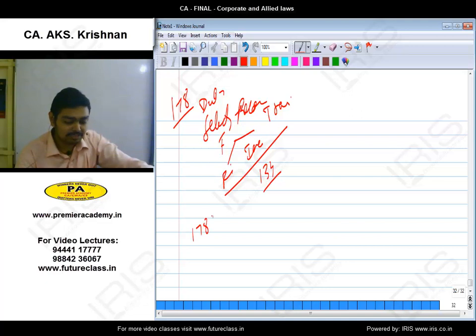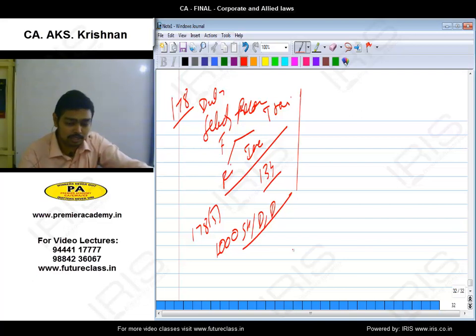Then we have section 178 subsection 5. What is that? In case of 1000 shareholders, debenture holders, or deposit holders, they have to have a grievances committee. They have to address the grievances of the shareholders. Then we have section 179.